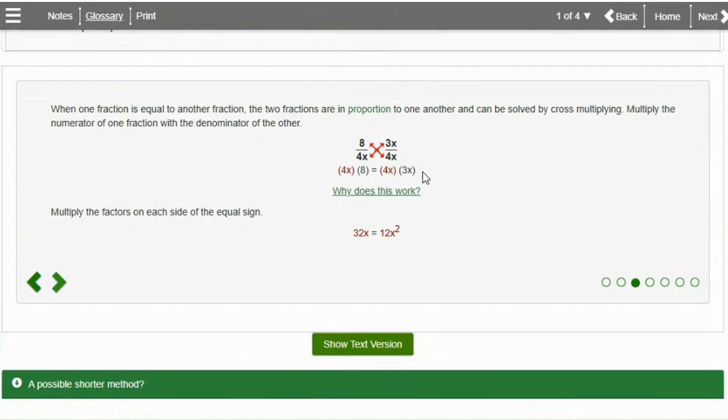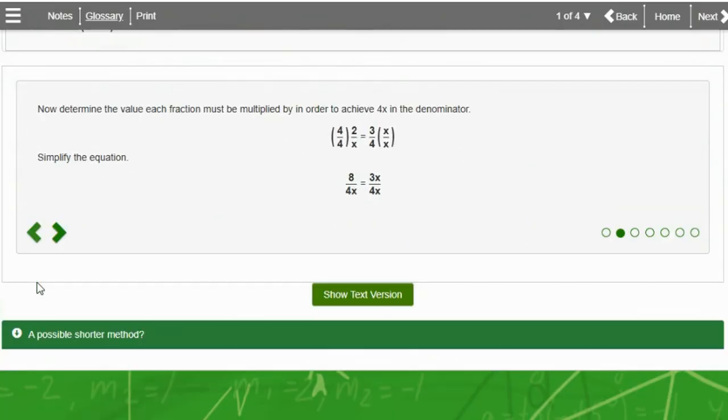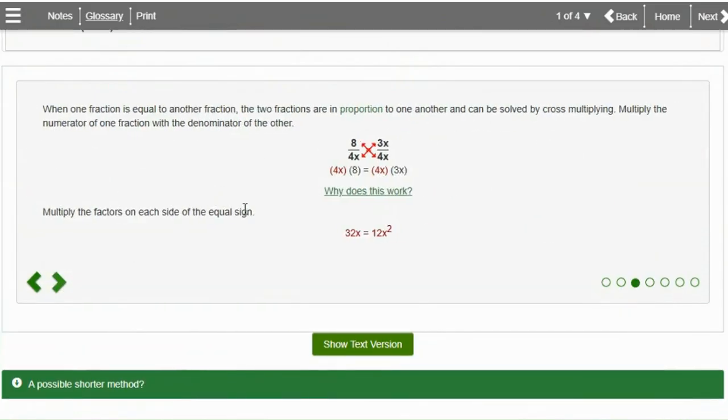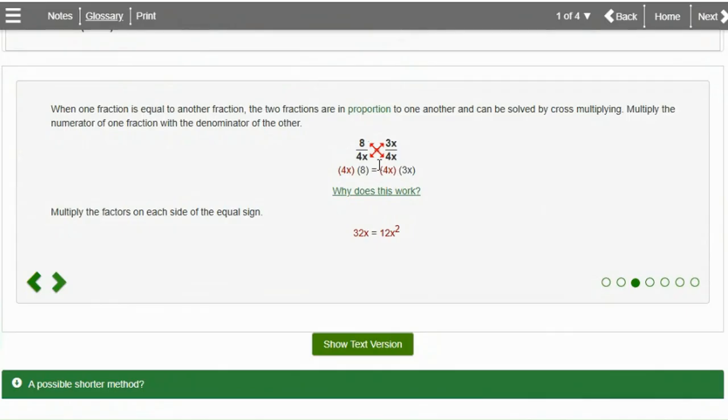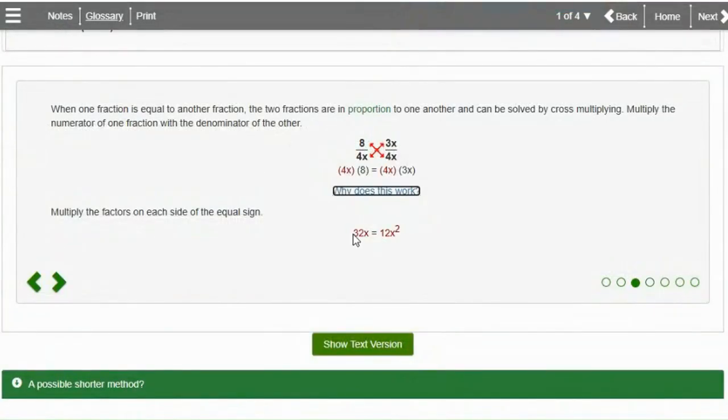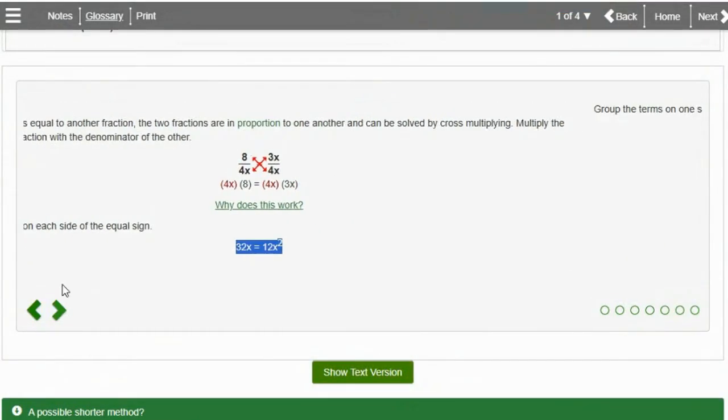Oh, I think that's funny. They said, hey, we can just cross multiply since we have these equal. I don't know why they didn't think to do it back here then. If they're going to cross multiply, they could have done it right here. But they made the same denominator and then cross multiplied instead of just setting 8 equal to 3x. I don't know why they did that. Well, here they break down how you can cross multiply and why that works, which we looked at. So they got 32x equals 12x squared.